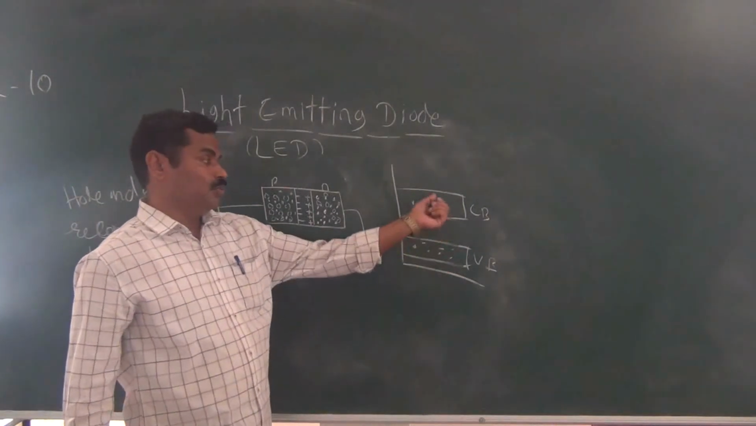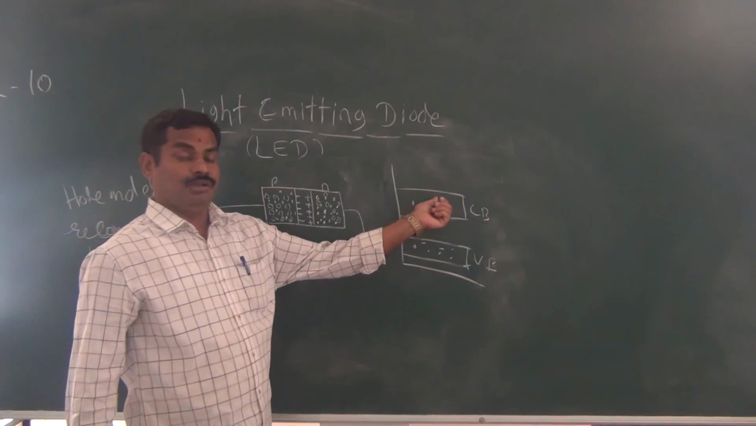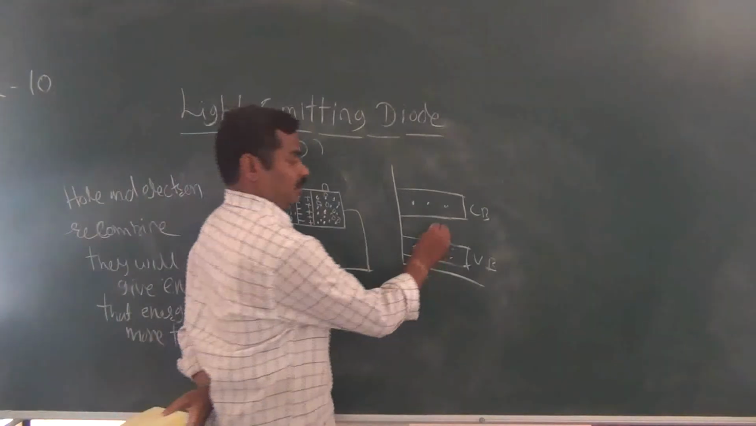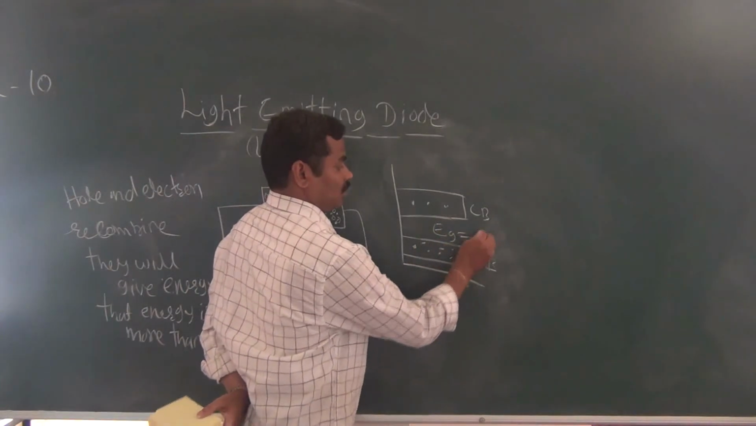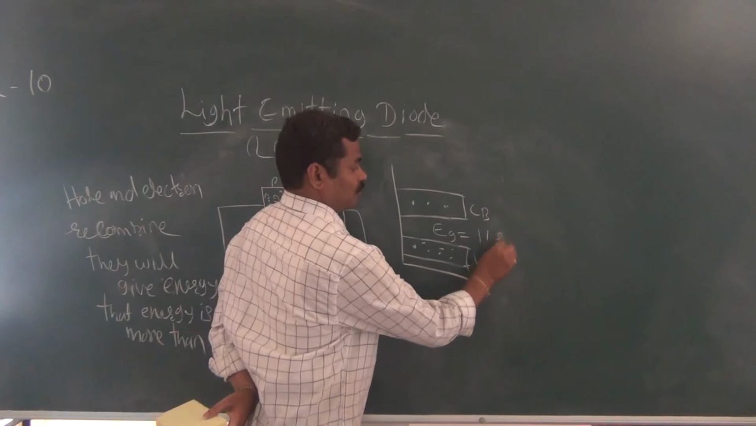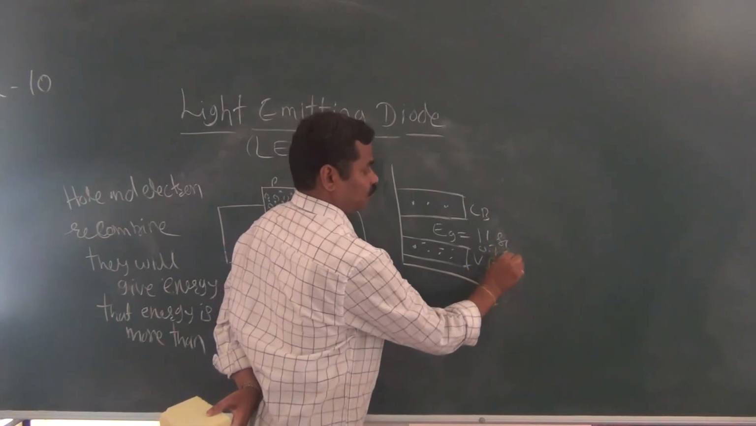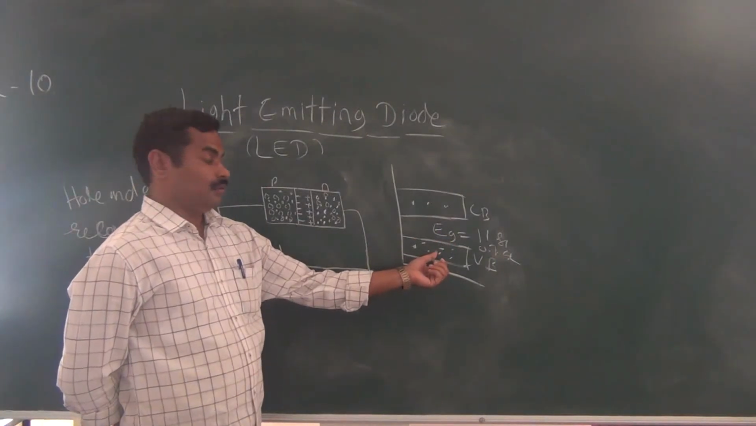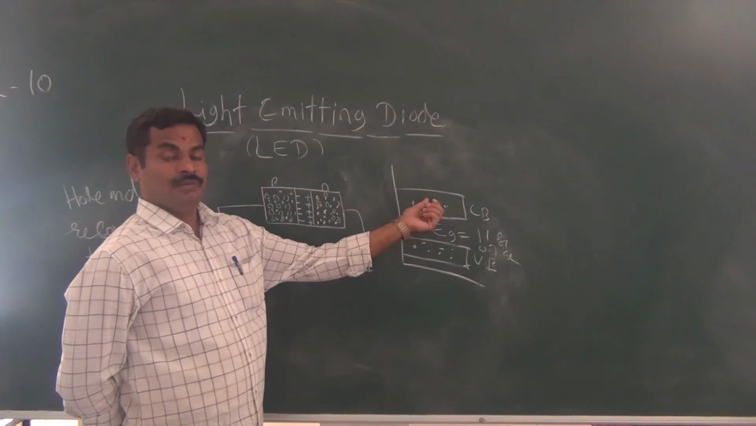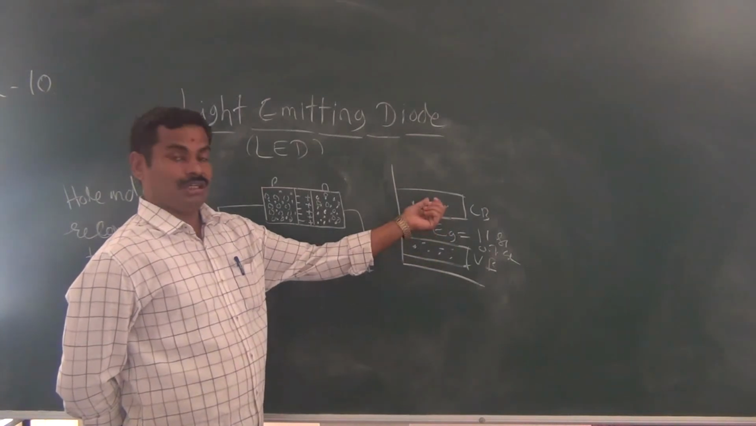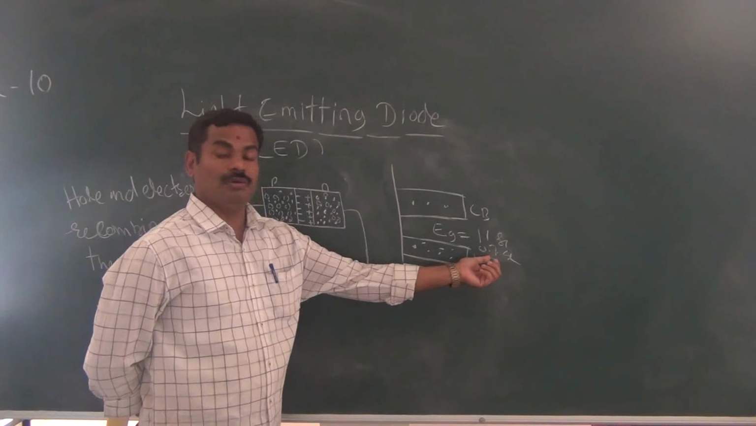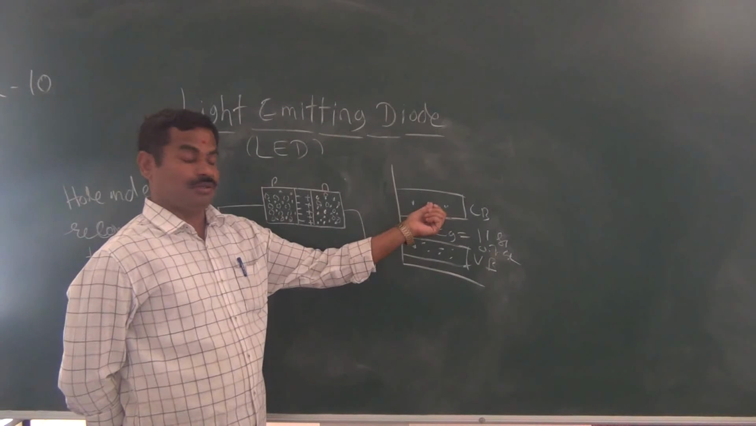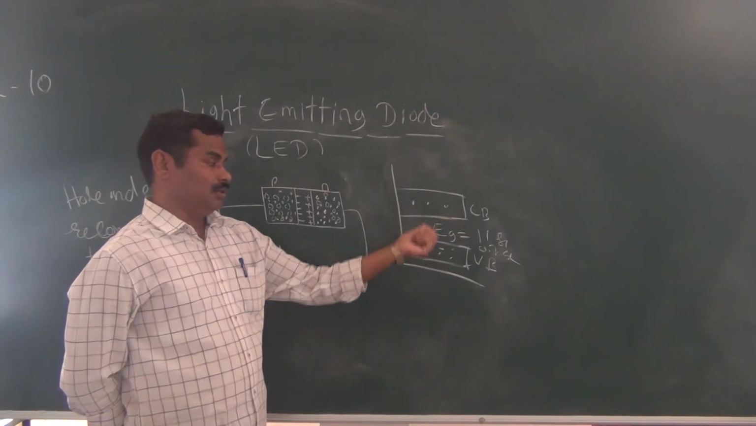The electrons move towards the conduction band, and at the same time you are applying energy, that energy should be more than the Eg. That energy will be 1.1 eV for silicon and 0.7 eV for germanium. You have to apply energy more than 1.1 or 0.7. If the energy is not sufficient, that electron will come back and recombine with the hole.